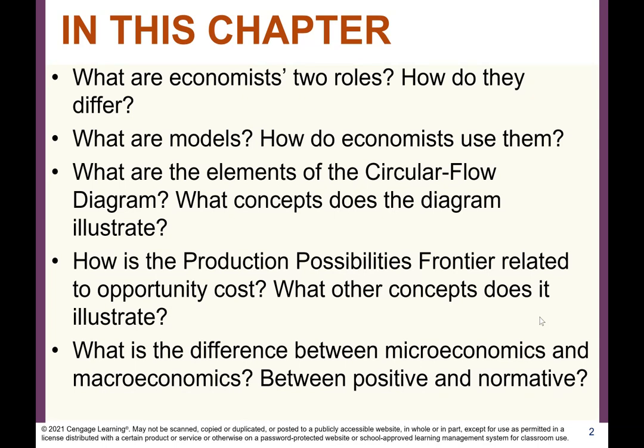How is the production possibilities frontier related to opportunity cost? What other concepts does it illustrate? What is the difference between microeconomics and macroeconomics, between positive and normative?